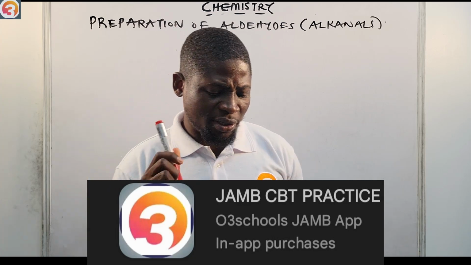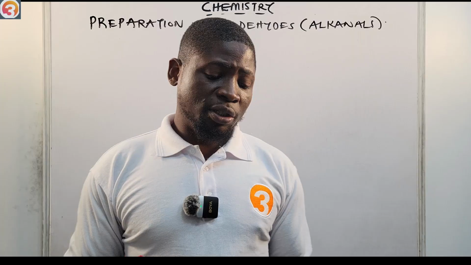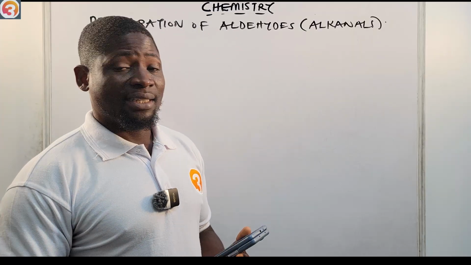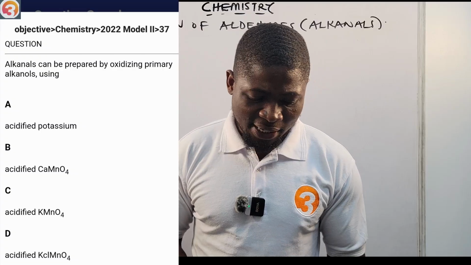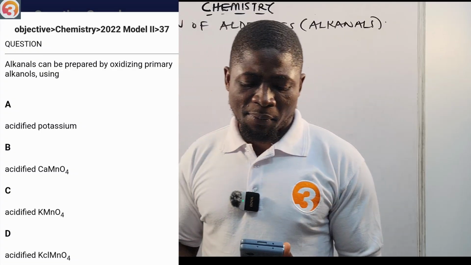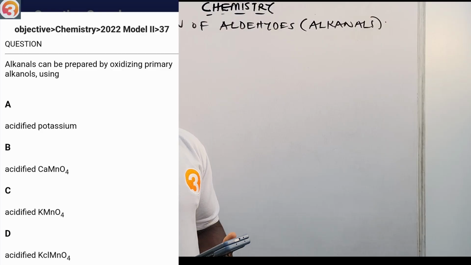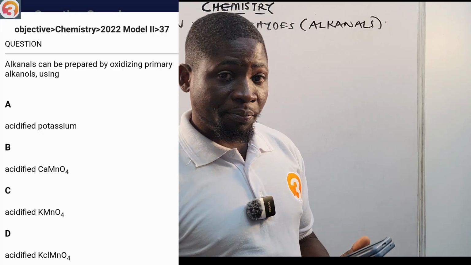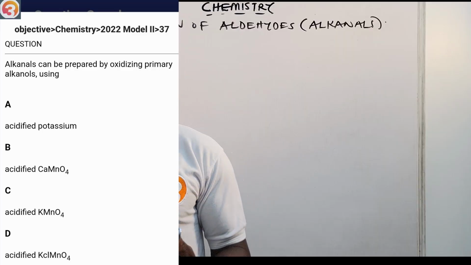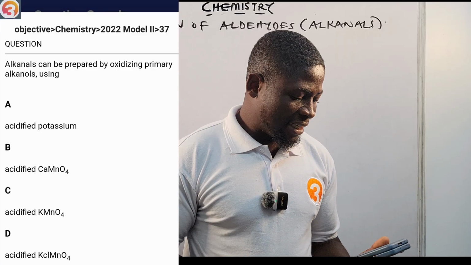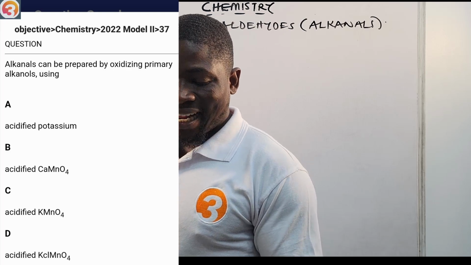Before we talk about the app, let us see a question from the app about alkanals preparation. This is a 2022 question number 37. It says, alkanals can be prepared by oxidizing primary alkanols using, A: acidified potassium, B: acidified calcium magnesium oxide, C: acidified KMnO4, D: acidified KClMnO4.